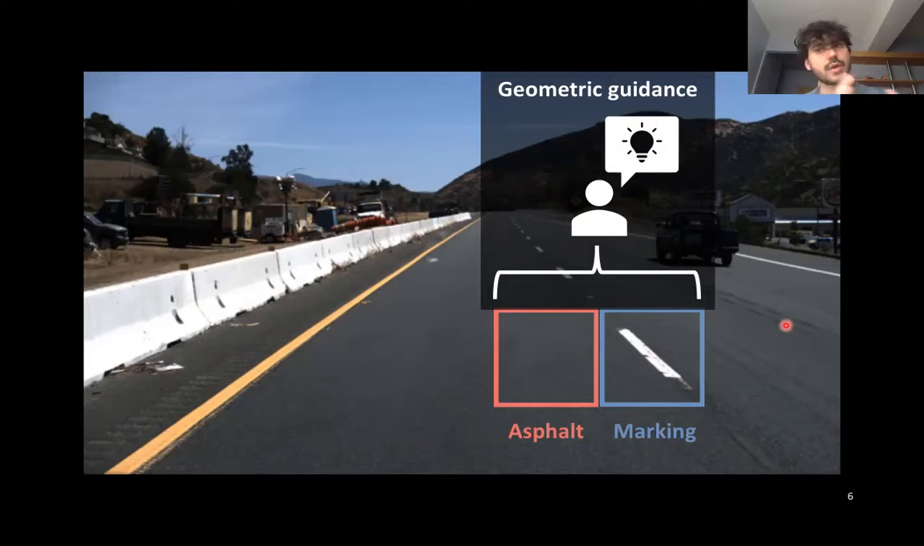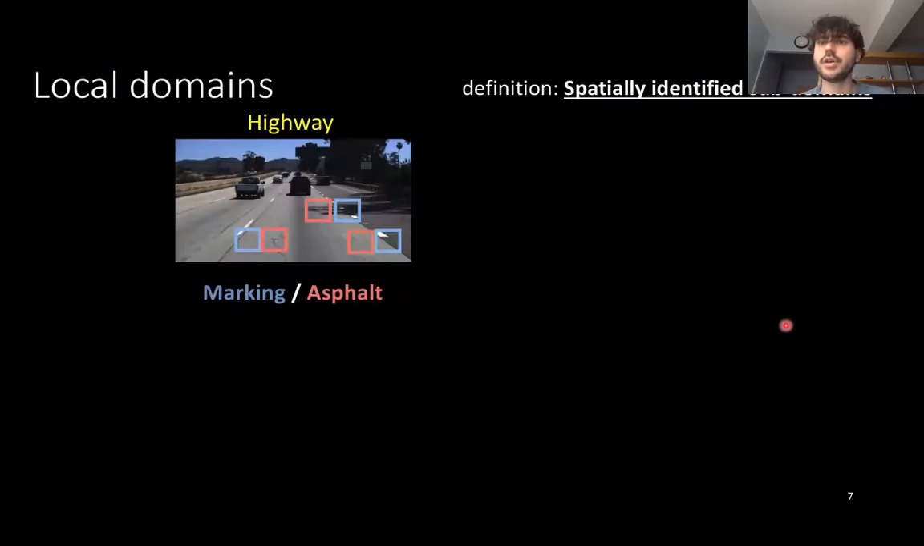So the idea is to adopt a new strategy of human-based machine learning, putting again the human in the loop and not relying only on data. So we want to exploit geometric guidance based on human information, which has more information about the context and the scene which are represented. For this reason, what we do is introducing local domains.